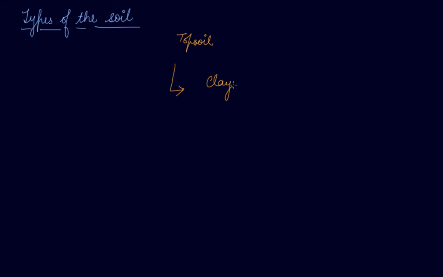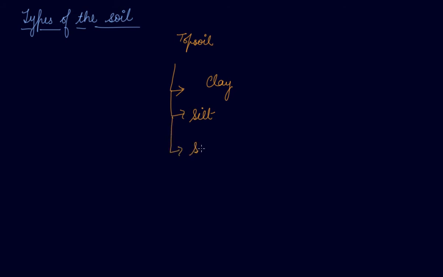Now clay has the smallest size of the particle. You cannot see a single clay particle. Clay feels smooth because of its small particle size. Then we have silt. These particles are larger than the clay. It is not so smooth. It can be found in a river bed.